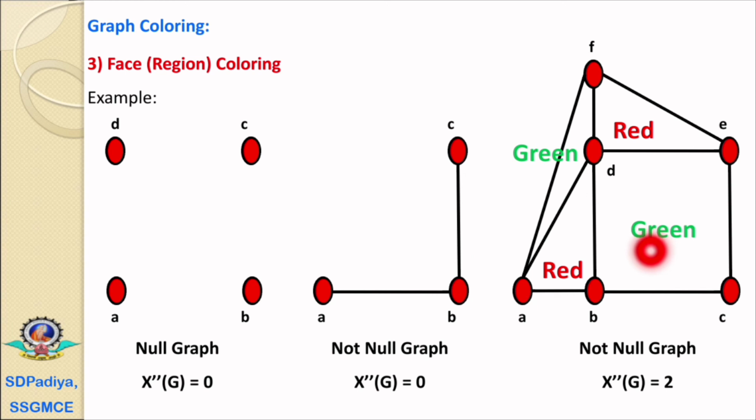These are the three types of graph coloring. If we color the vertices, it is called vertex coloring. If we color the edges, it is called edge coloring. And if we color the regions, it is called face or region coloring. In graph coloring, the vertex chromatic number is denoted by X of G, the edge chromatic index is denoted by X dash of G, and the face chromatic number is denoted by X double dash of G.